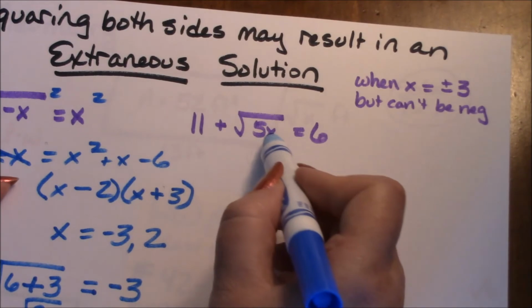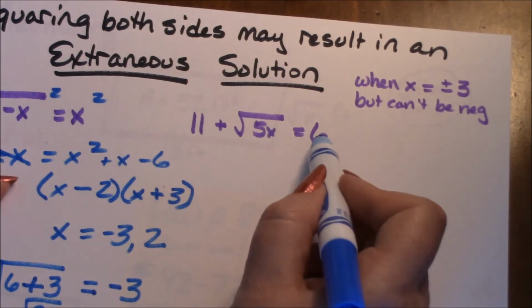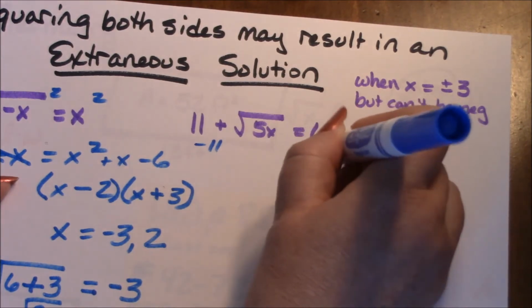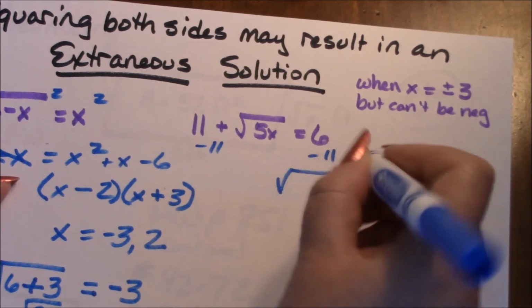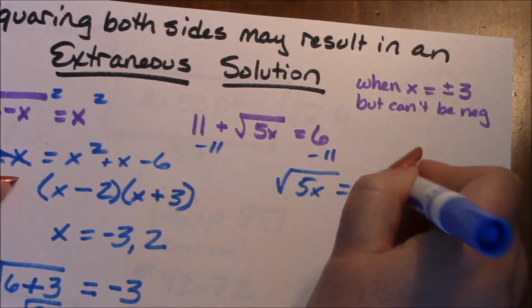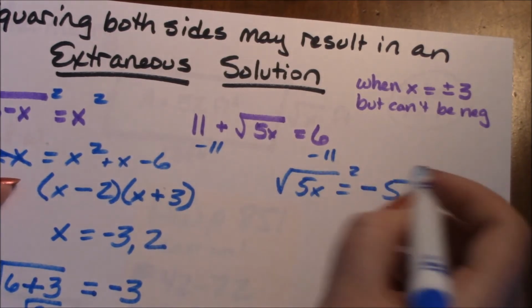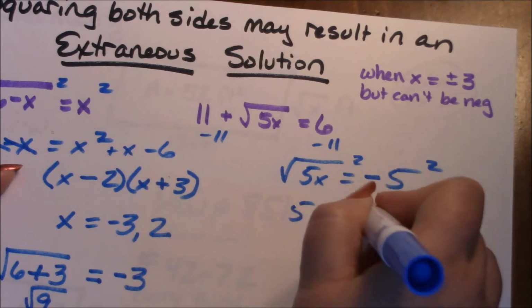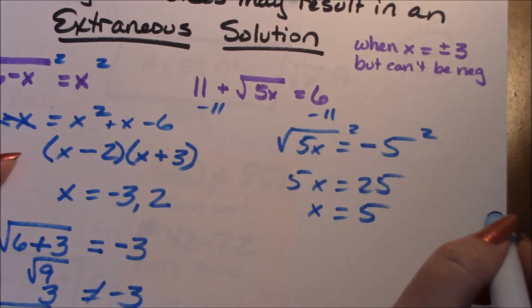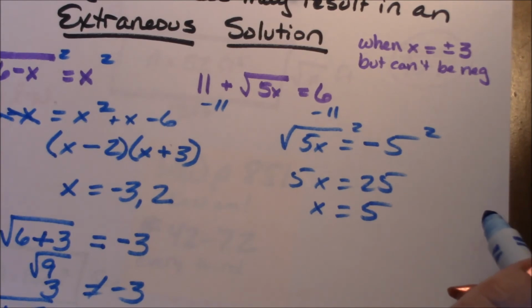Here we have 11 plus root 5x equals 6. So I'm going to start by subtracting 11 from both sides, and I'm going to move it over a little. Root 5x equals negative 5. And now I'm going to square both sides, and I have 5x equals 25, and I'm going to divide by 5. And it looks like I have a happy answer here.